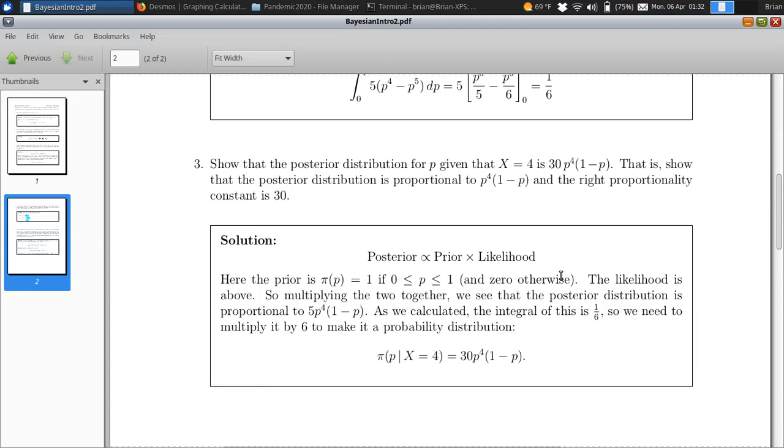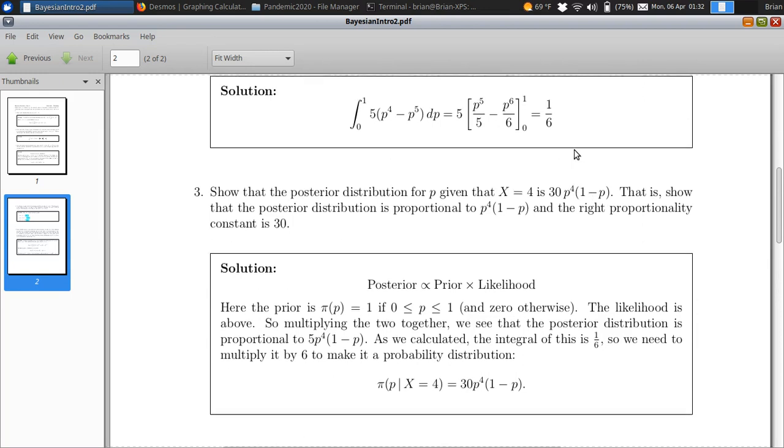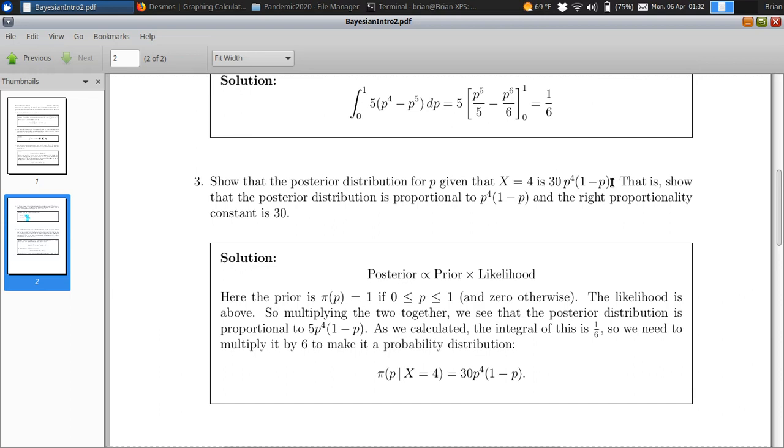And so that's what the question here is, to show that the posterior distribution is 30 times p to the 4th times 1 minus p. So it's just 6 times bigger. Why is it 6 times bigger? Well, that's what it needs to be so that it has an area under the curve of 1.